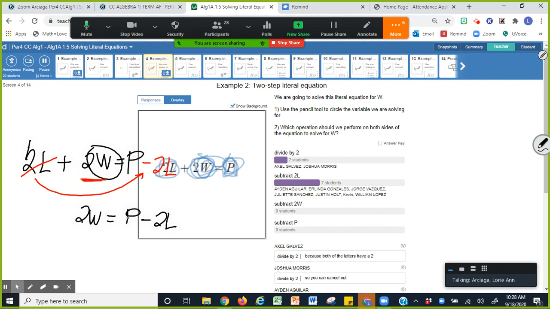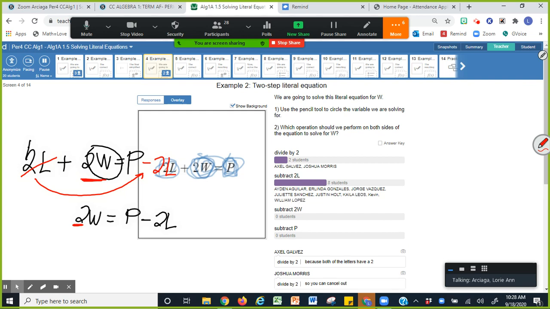Now that we have subtracted 2L, we only have one last thing to do. We have to get rid of this 2 because it's the only one that's connected to W. Since they're side by side, they're being multiplied. So what's the opposite of multiply? You divide, right? So you divide that by 2, but whatever you do to the left, you also have to do to the right. There you go. So this will cancel them out.